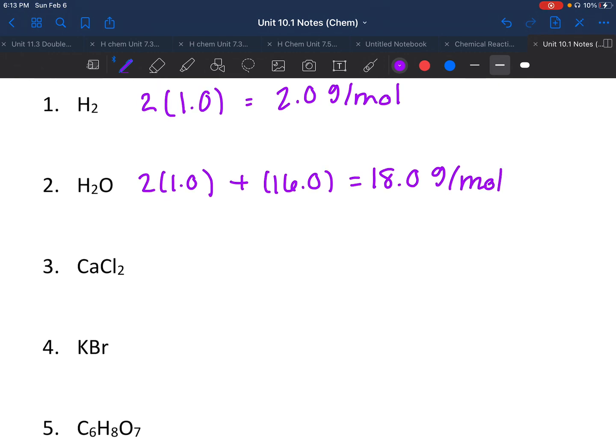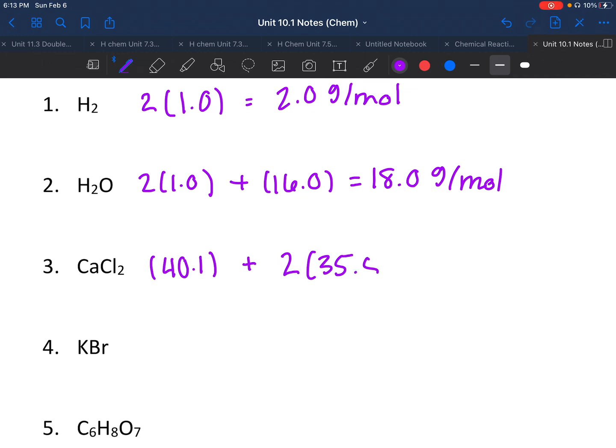All right, the next one here. So we have calcium chloride. So in our case, calcium, we only have 1 of them. So again, do not have to multiply. So 1 calcium weighs 40.1, and we will add that to 2 times the mass of chlorine, which is 35.5.